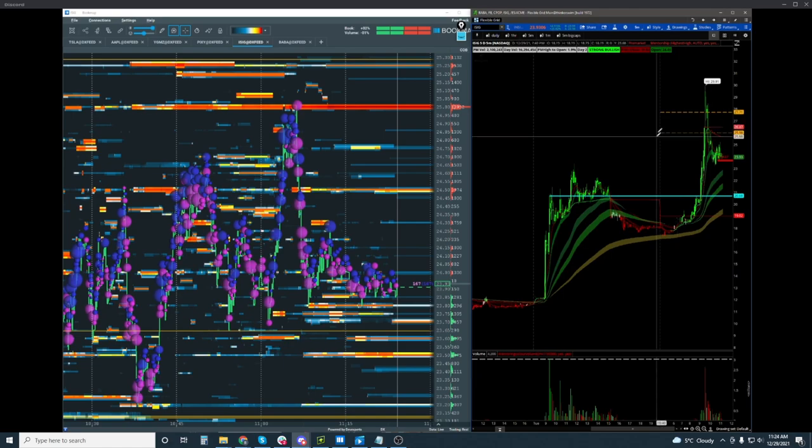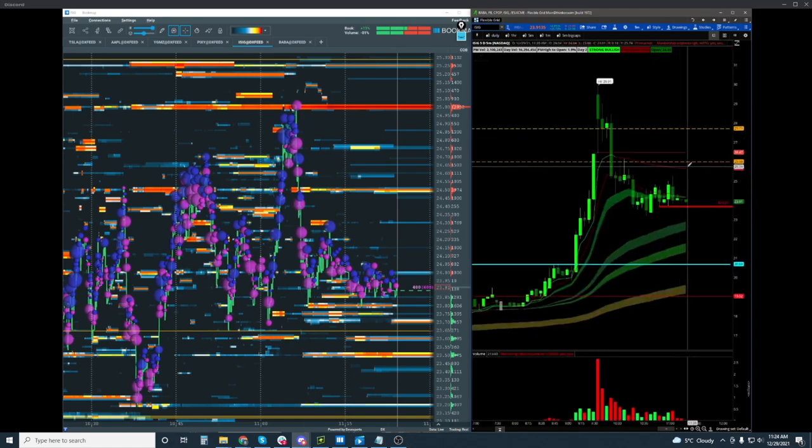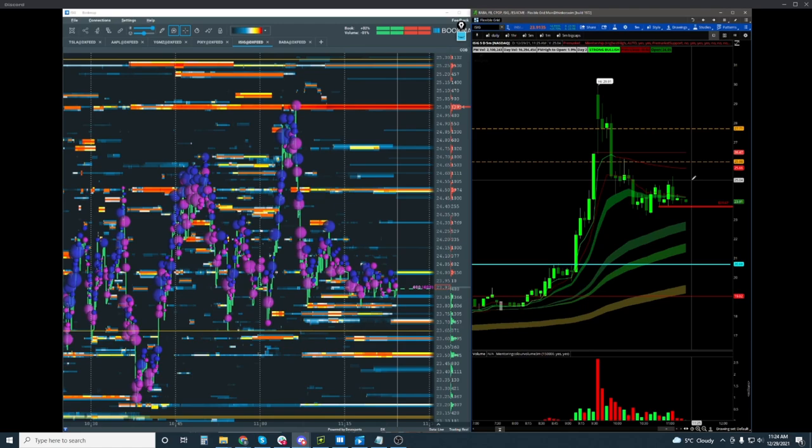Okay, the only ways I will look to trade this is if I have the stuff over here, because it's a technical pattern that I can scalp, or if I have a day three gap down. Okay, so those are the main three.